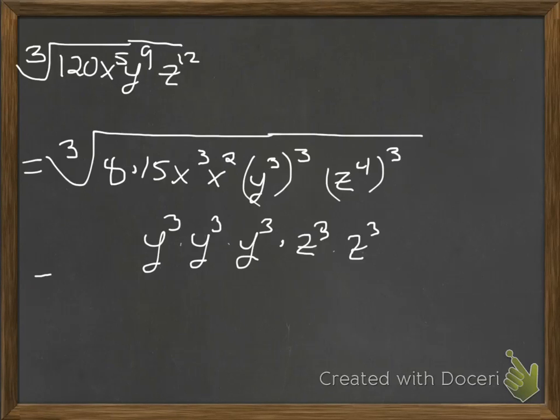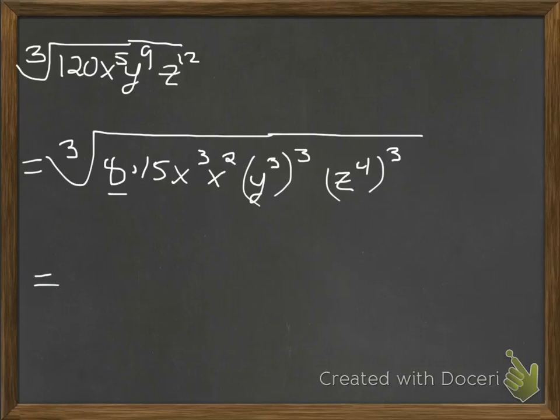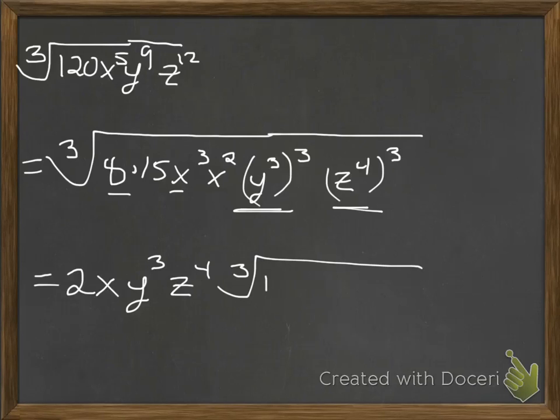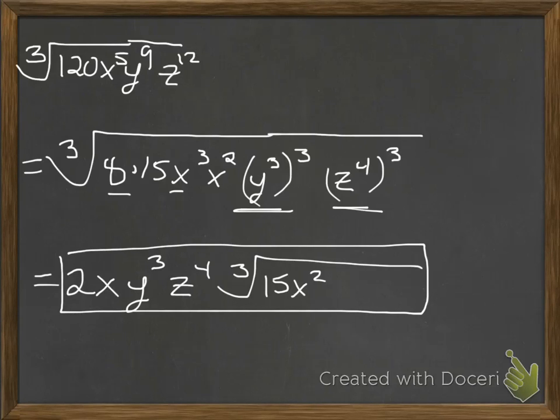So then we'll go ahead and bring out the stuff that the cube root will interact with correctly. It'll cancel out. So the cube root of 8 is 2. The cube root of x cubed is x. The cube root of y cubed cubed, so one of the cubes is going to cancel out, and we'll have y cubed coming out. And then z to the fourth cubed, the cube root will cancel the cube, and we'll be left with z to the fourth. So unfortunately, poor 15 and the x squared, they got to stay in the cube root.